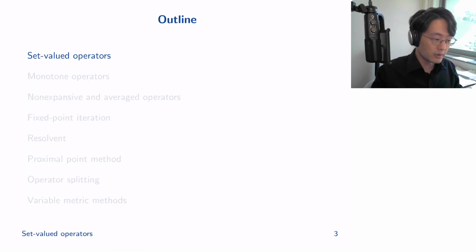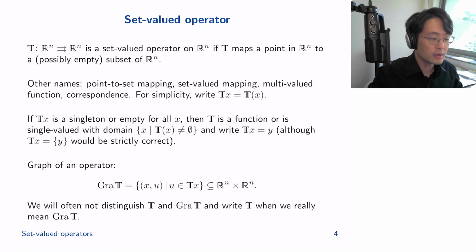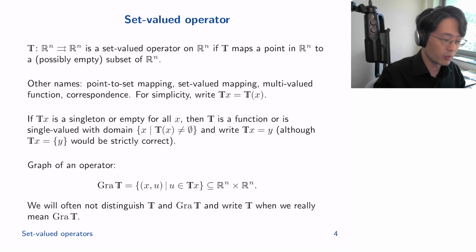Okay, so let's first introduce the mathematical tools needed to carry this out. So let's define the notion of set-valued operators. We say T is a set-valued operator on Rn, and we write it in this way. So T maps from Rn with a double arrow to Rn.